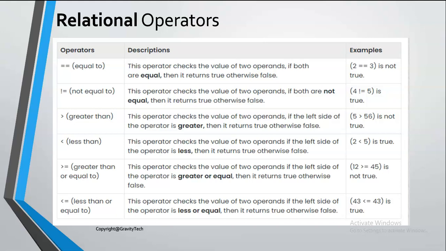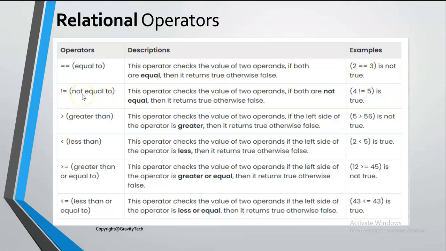So these are the operators. Equal to means this operator checks the value of two operands, if they are equal, and returns true or false. So these relational operators are going to return you true or false only. When you say 2 is equal to 3, we know 2 is not equal to 3, so we are checking 2 is equal to 3, and we say no. So that means it is false.